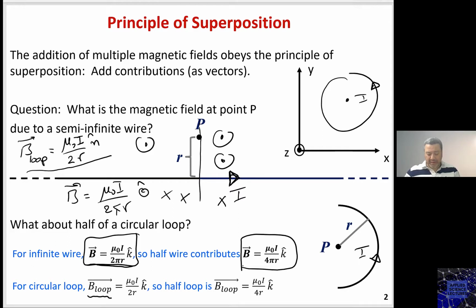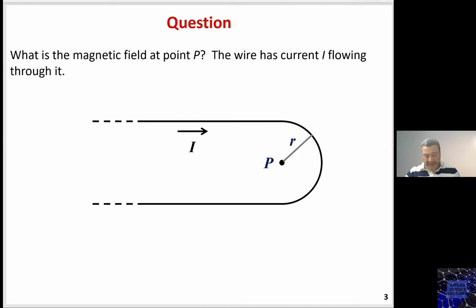In this case, my expression for half a loop would be exactly half what I found for one complete loop. And in this case, the magnetic field would be mu naught divided by 4r. And here the unit vector is k hat, which means that the direction of the magnetic field at the center of this half loop is pointing into the k hat.